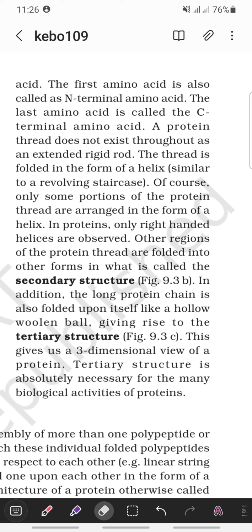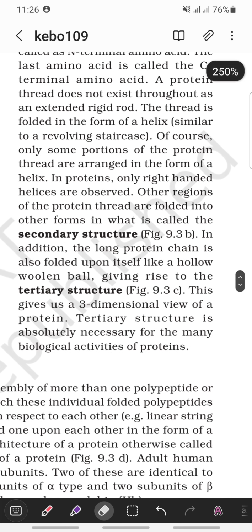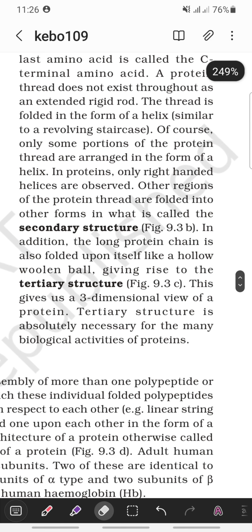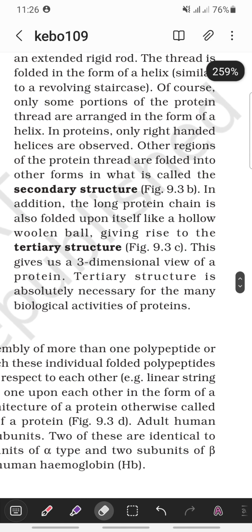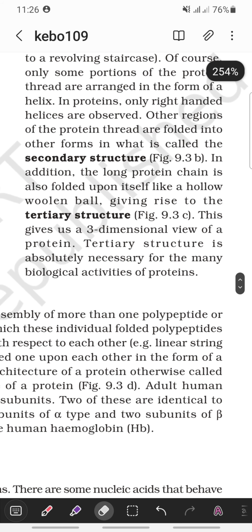Other regions of the protein thread are folded into other forms in what is called the secondary structure, Figure 9.3b. In addition, the long protein chain is also folded upon itself like a hollow woolen ball, giving rise to the tertiary structure. This gives us a three-dimensional view of a protein. Tertiary structure is absolutely necessary for the many biological activities of proteins.